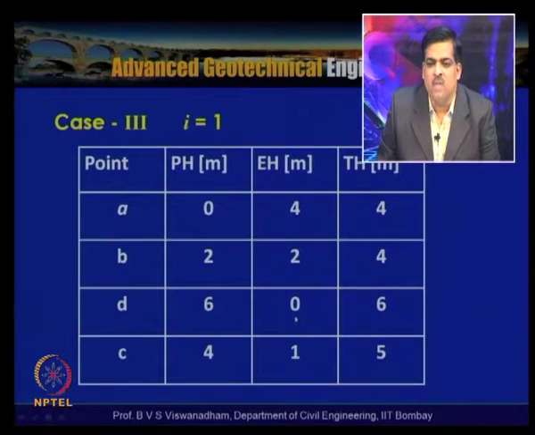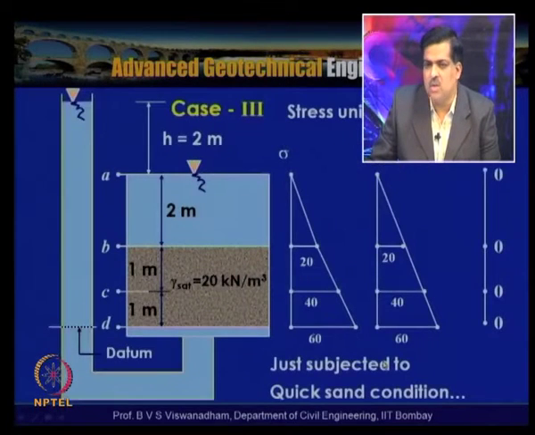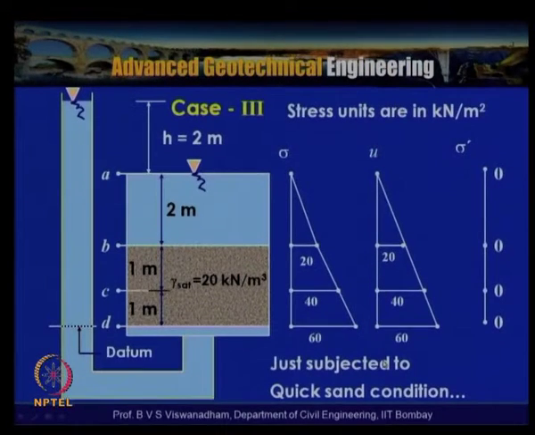For that, with elevation head equal to 0, the total head is 6 meters. At point C, the pressure head is 4 meters, the elevation head is 1 meter, and the total head is 5 meters. With this we can write, for case 3, that the total stress sigma is the same, but the pore water pressure U is 20, 40, 60. Then we take the subtraction sigma minus U at all points, which indicates 0.